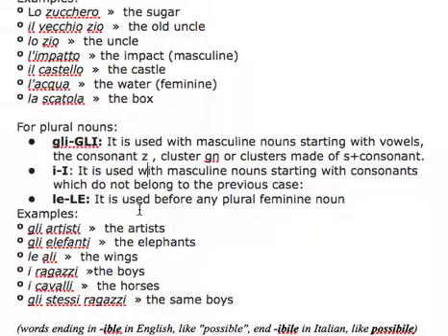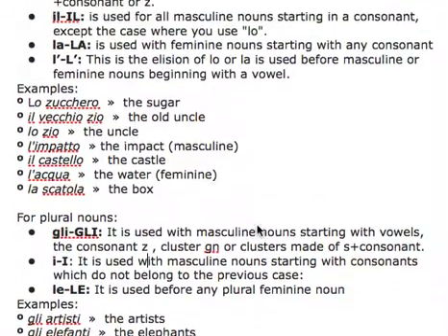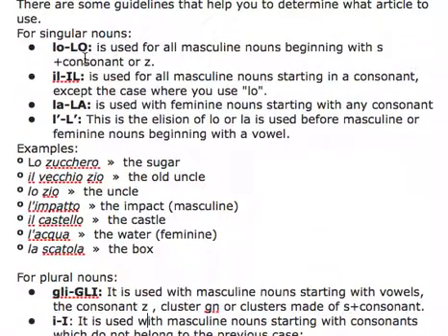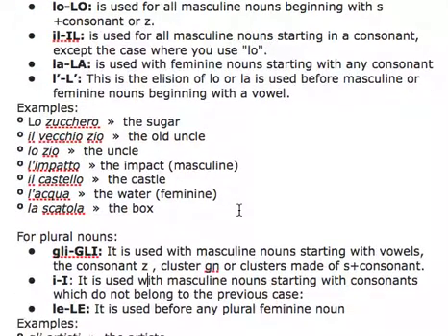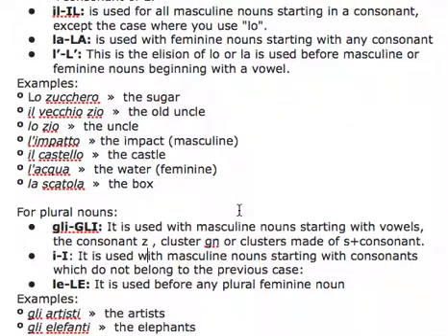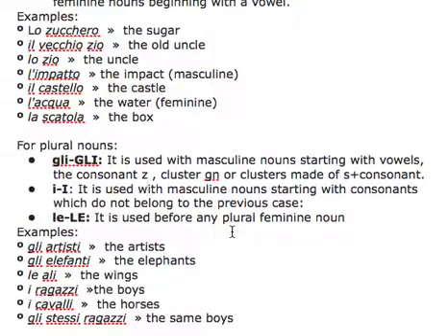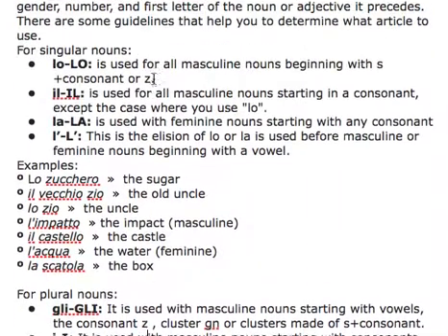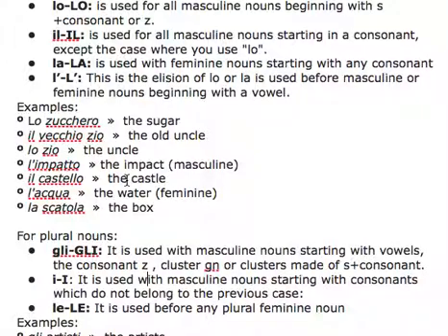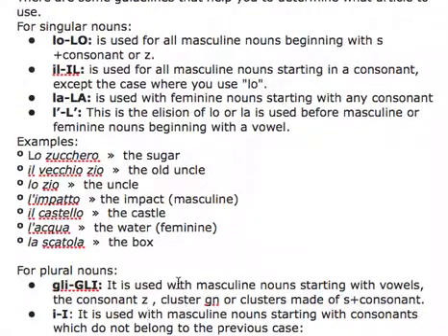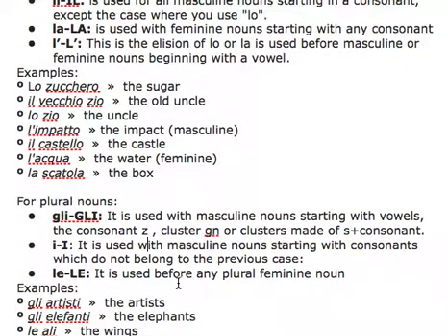And le is used before any plural feminine nouns. I'm making sure I don't have anything wrong here. But anyway, we have those: lo, il, la, L apostrophe, gli, i, le. Use le with any plural feminine nouns. La, the plural is le. Okay, lo, il, la, L apostrophe, gli, i, le. That will be the plural.